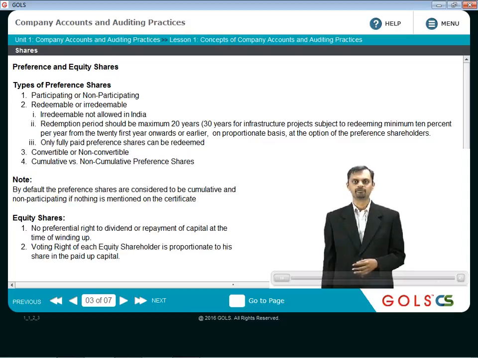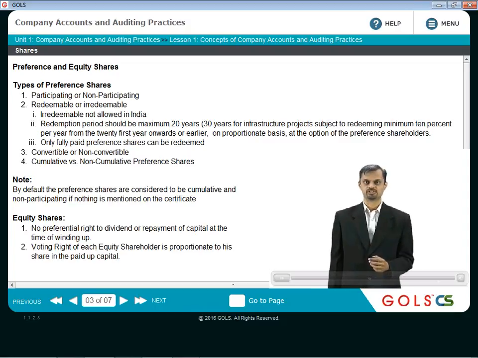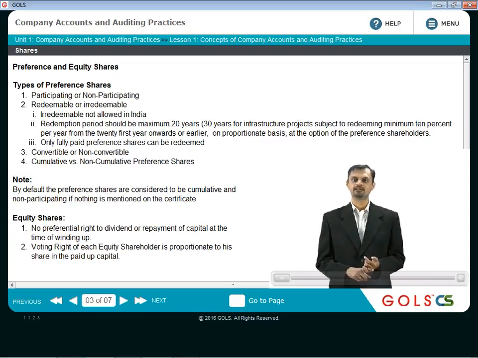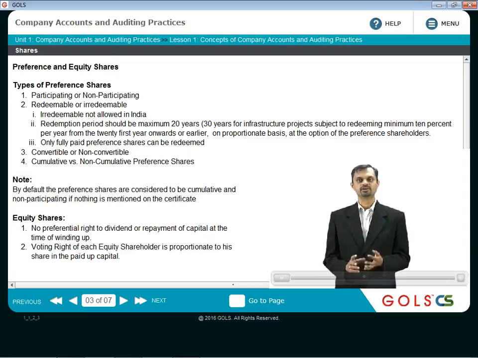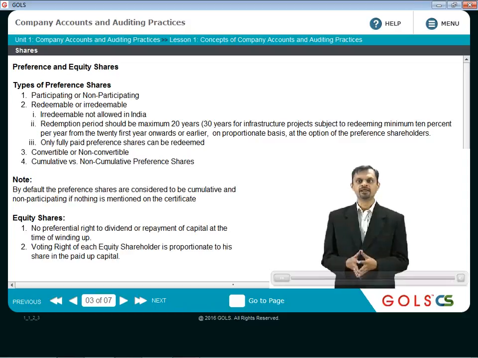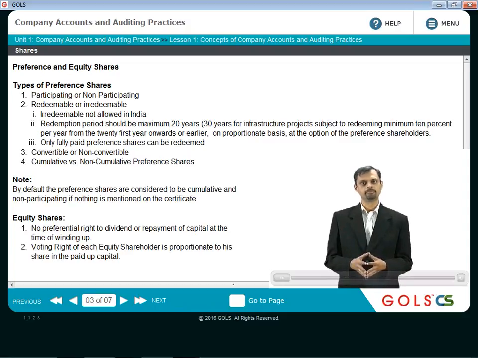Now having understood the preference shares, let us come to the equity shares part. So what is an equity share? A share which is not a preference share is an equity share. That means equity shares will not have any priority over the preference shareholders, neither in case of dividend nor in case of repayment of the capital. So no preferential right to dividend or repayment of capital at the time of winding up. Equity shares are never redeemable, meaning the equity share capital is repaid only at the time of winding up, and that too if the funds are available. Voting right of each equity shareholder is proportionate to his share in the paid up capital. Now these were the types of shares.